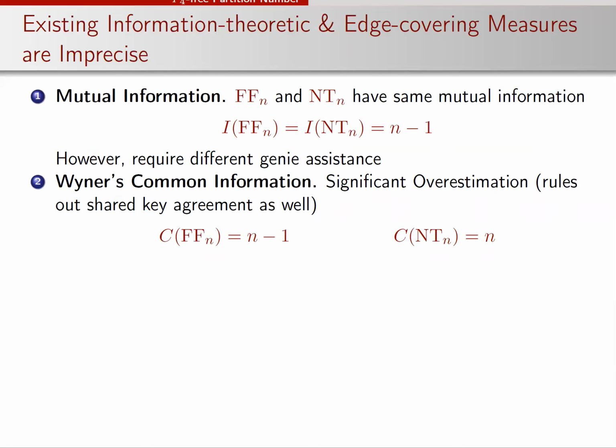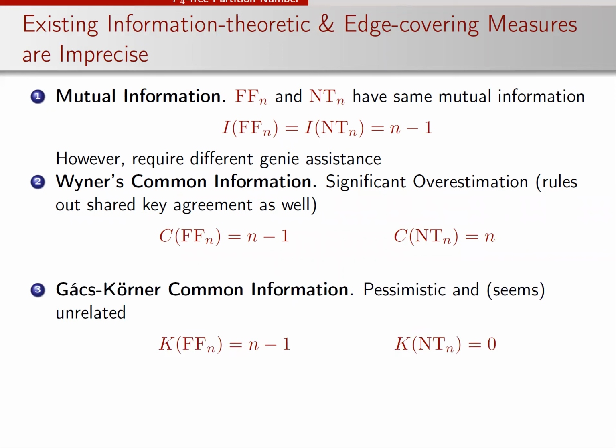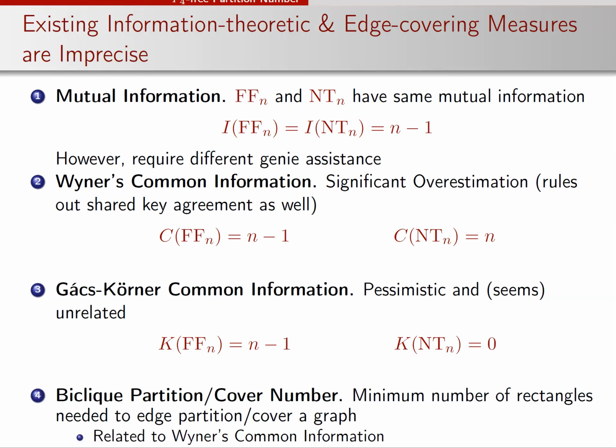Wyner's common information is also significantly overestimated. And if we look at the Gács-Körner common information, it is somehow too pessimistic and seems unrelated. Covering measures like biclique partition or cover numbers are also imprecise. And so this covering or partition number is related to Wyner's common information.